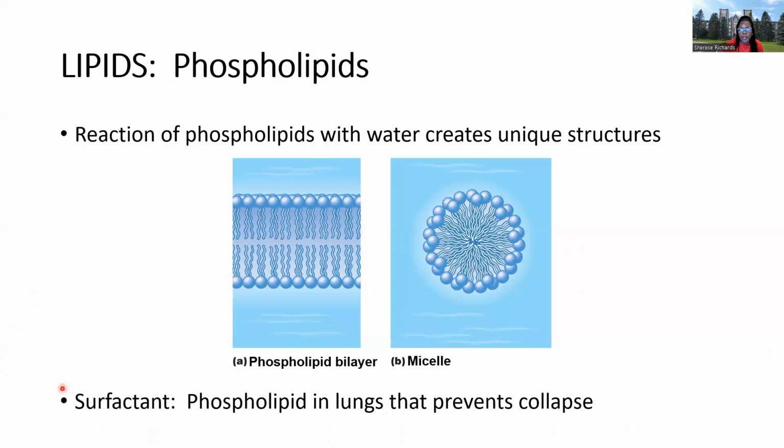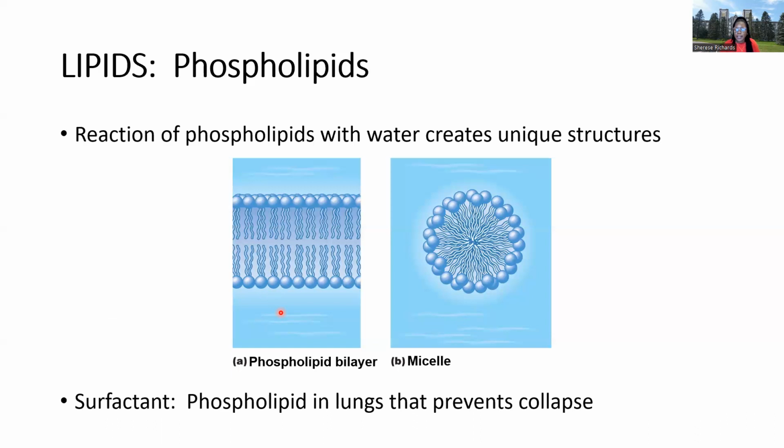We also have examples in the lungs. A surfactant is another type of phospholipid, specifically in the lungs, and surfactant is made to keep the alveoli open. We'll talk about the alveoli later on, but it's basically the small little bubbles inside of our lungs that need to be open in order for gas exchange to take place.